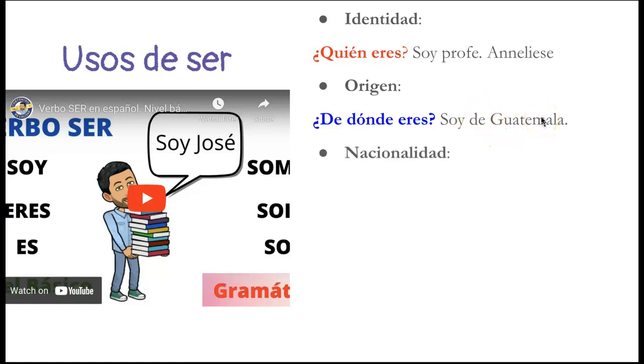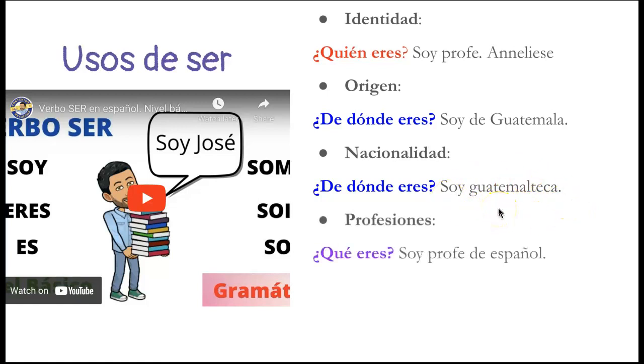Also to talk about your nationality. ¿De dónde eres? Where are you from? Soy guatemalteca. I am Guatemalan, right? So notice the difference with this. I am from Guatemala versus I am Guatemalan. Profesiones, professions or occupations. ¿Qué eres? ¿Qué? What? Eres? You are. What are you? ¿Qué eres tú? Soy profe de español. I am a teacher of Spanish, or Spanish teacher, right?